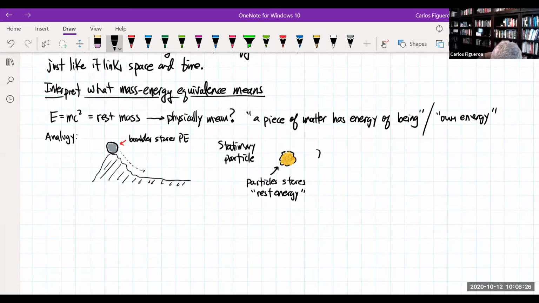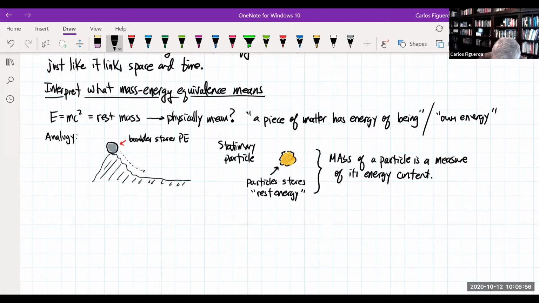And so what we say then is that the mass of a particle is a measure of its energy content. In other words, the energy in that boulder depends on what? Not only the height, but its weight. This particle at rest stores this rest energy, and it's only a measure of its energy content when we talk about the mass here. So let's keep going on here.